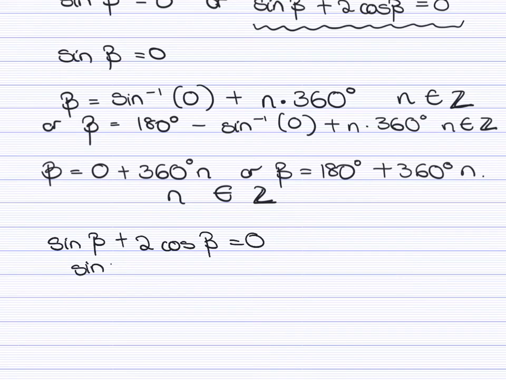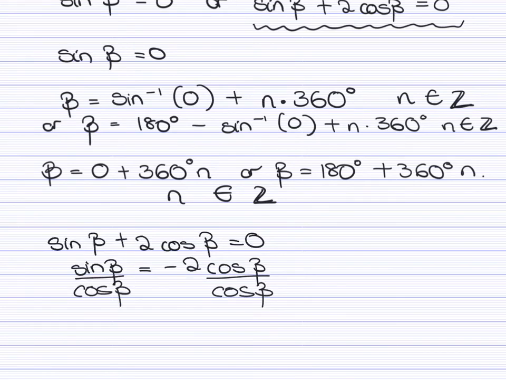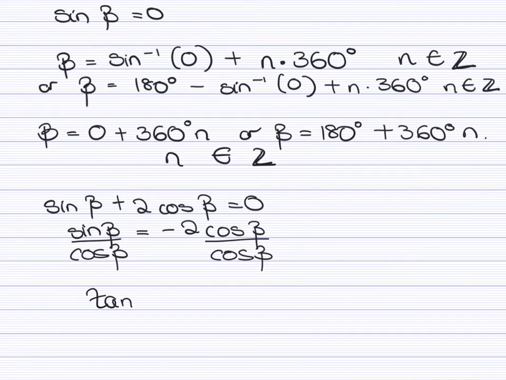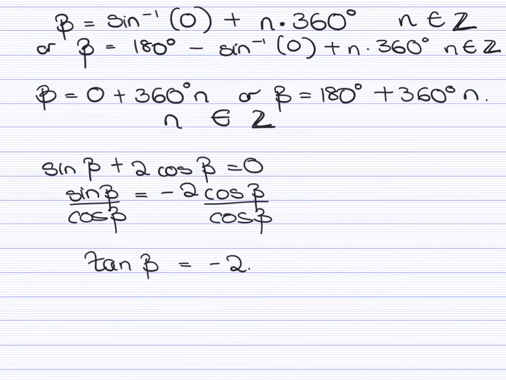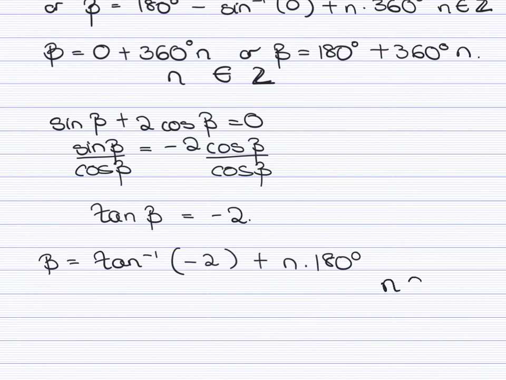Balancing method, okay, minus 2 cos beta is equal to your sine beta. I'm going to manipulate this so that I have my fundamental identity on the one side. So tan beta is therefore equal to your negative 2. Now I can use this to work out the general solution. Okay, inverse tan both sides. Beta equals inverse tan negative 2 plus n multiplied by 180 degrees. Okay, n is an integer.